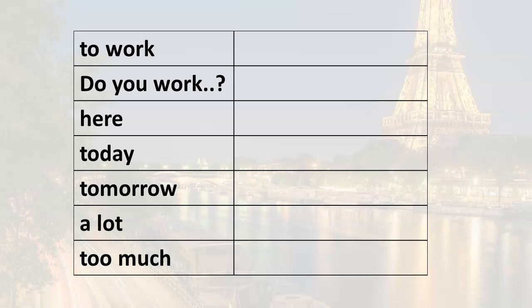Okay, so let's review what we learned. To work, remember, always remember the infinitive. It's very important. Travailler. Remember, the infinitive is the form of the verb that's not conjugated. It's equivalent to the to plus the verb in English. In other words, to work. Okay, travailler, to work. Do you work?